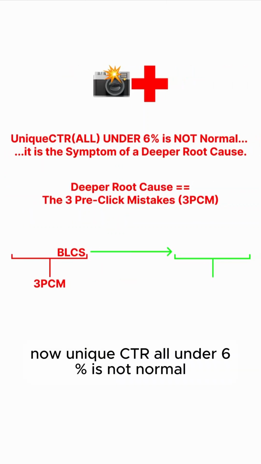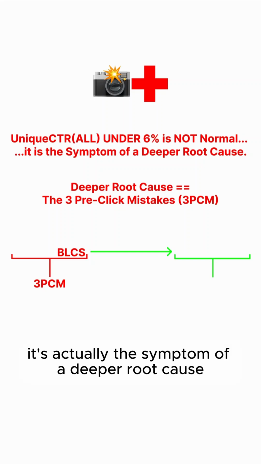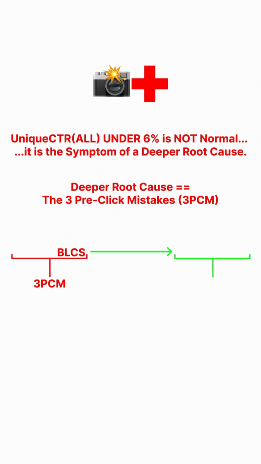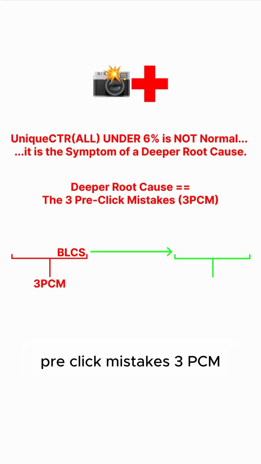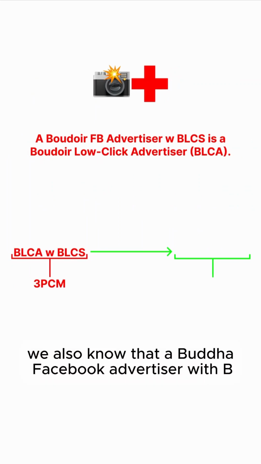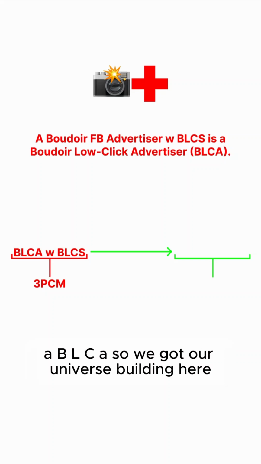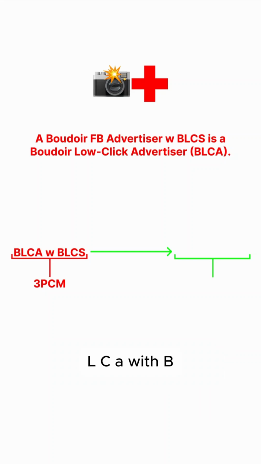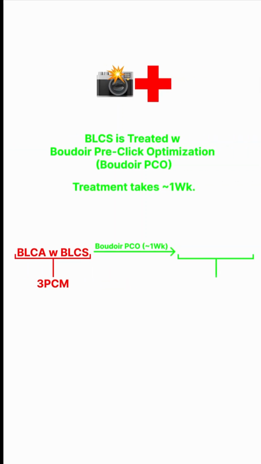Now, unique CTRL under 6% is not normal. It's super common, and everyone accepts it as normal, but it's actually not normal. It's actually the symptom of a deeper root cause. And that deeper root cause is the 3 pre-click mistakes, 3 PCM. We also know that a boudoir Facebook advertiser with BLCS is a boudoir low-click advertiser, a BLCA. So we've got our universe building here. A BLCA with BLCS is caused by the 3 pre-click mistakes.